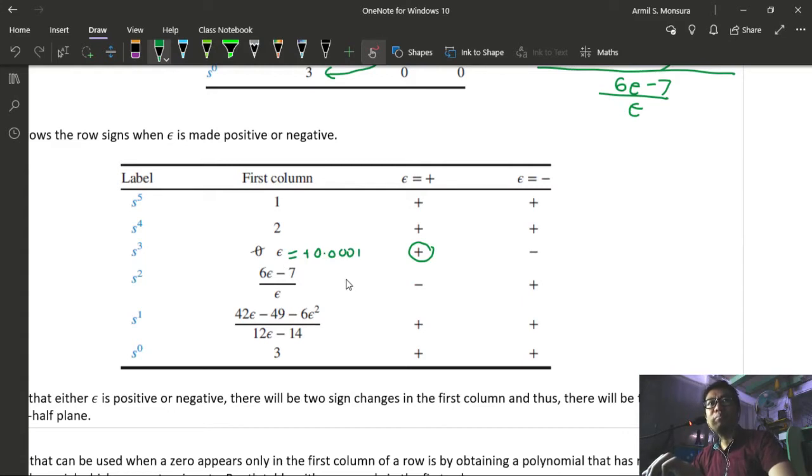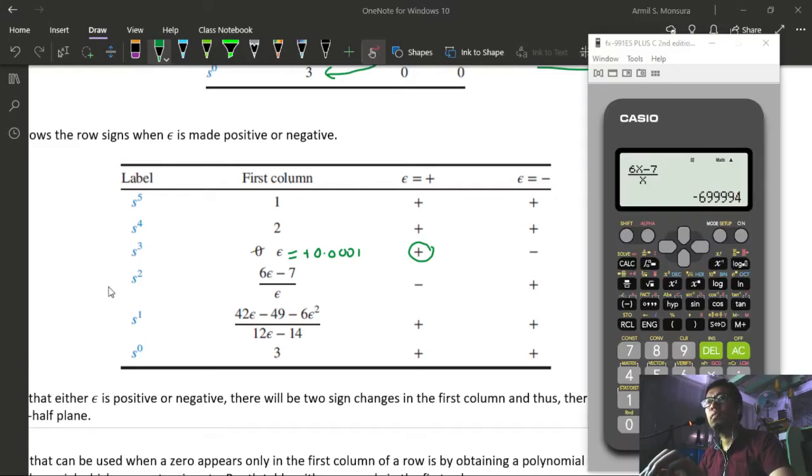Okay? So, pwede nyo gamitin nyo to evaluate here. Halimbawa, 6 times positive 0.0001 minus 7 over ito. It would turn out na pwede natin i-check yan using your calculator. So, ginamit natin yung calc function. Tinamit natin 6x minus 7 over x.